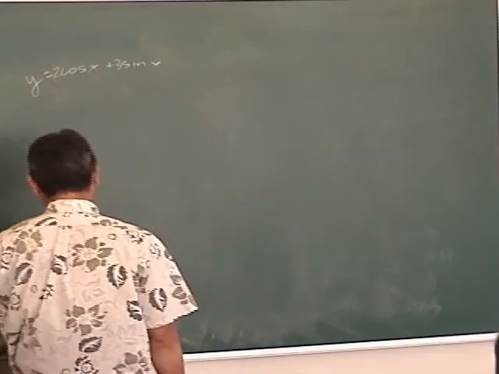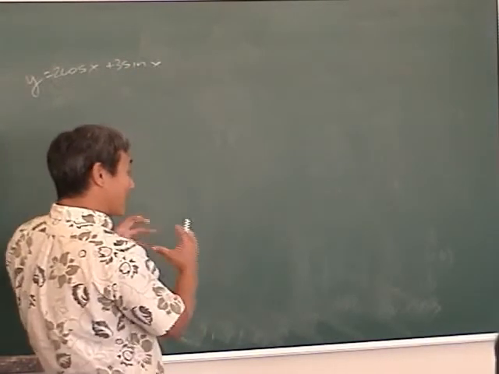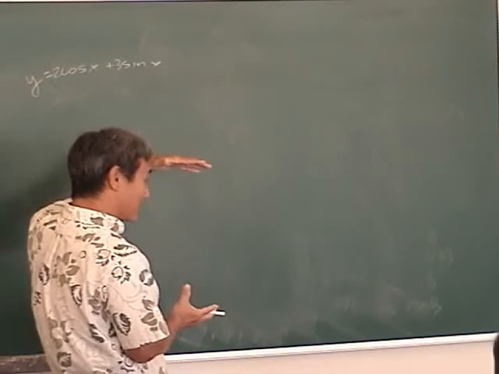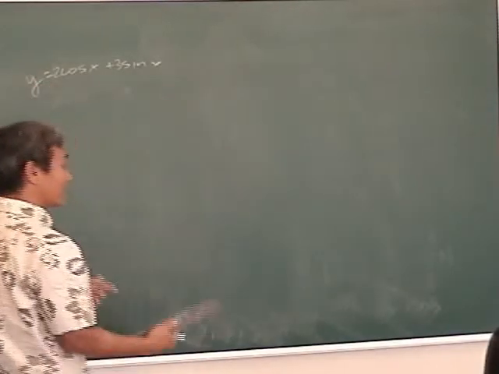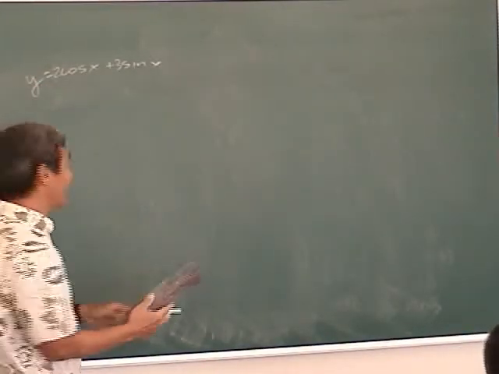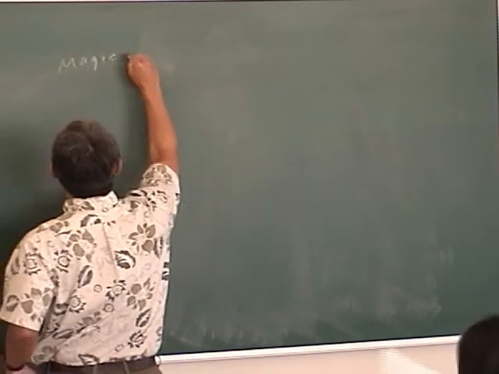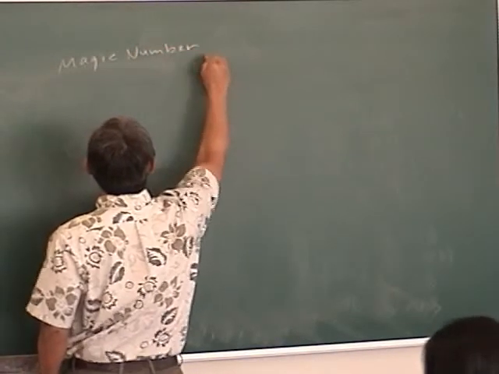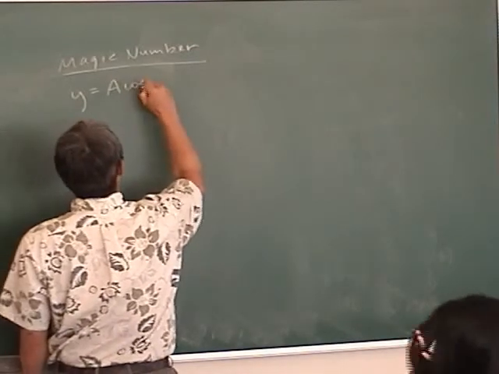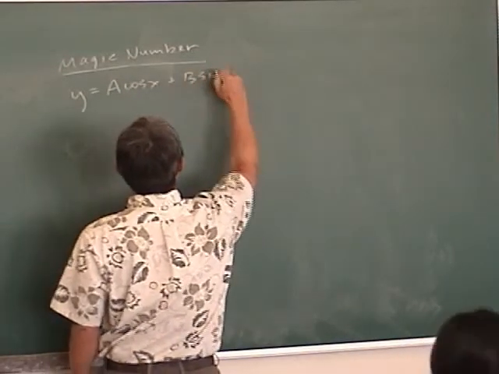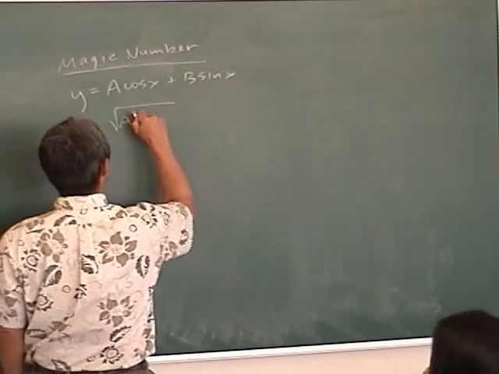Anyway, when you add a sine and a cosine function together with the same period, you just get another sine or cosine function, except the amplitude gets bigger. Okay, so what we're going to do today is learn how to combine a sine and a cosine function together to make just one sine or cosine function. And to do that, we have to use a magic number. So, suppose we have a cosine x plus b sine x. The magic number is the square root of a squared plus b squared.